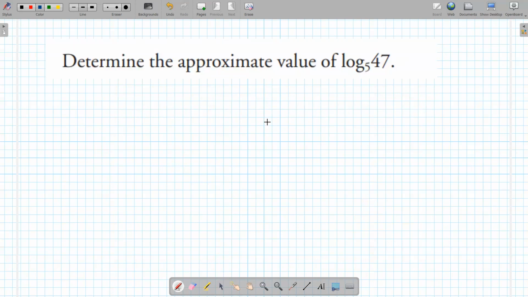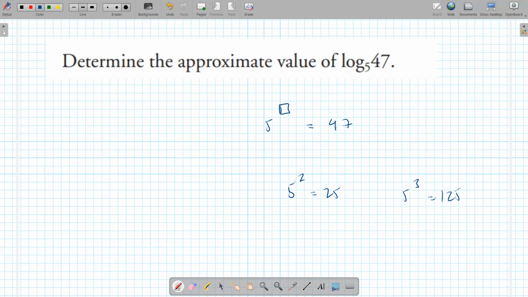So we're looking for some number. 5 to the power of some number is 47, right? You can just literally plug that in a calculator, but using logic, we can come up with a decent approximation. 5 to the power of 2 is 25. 5 to the power of 3 is 125.